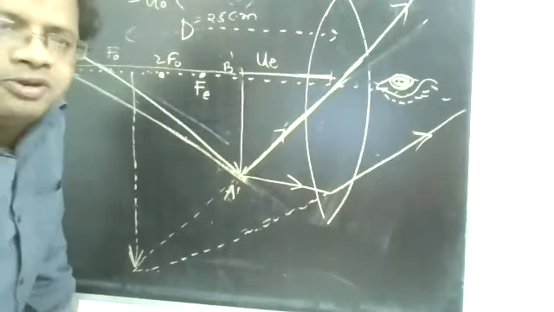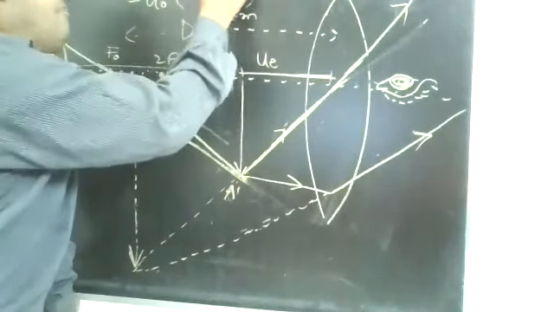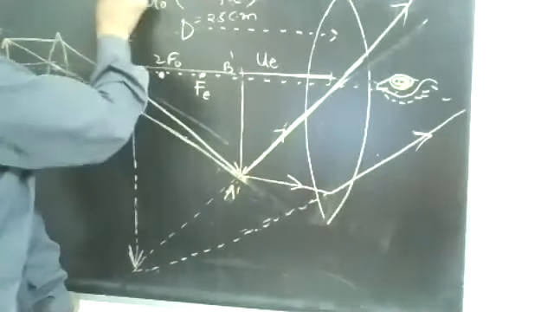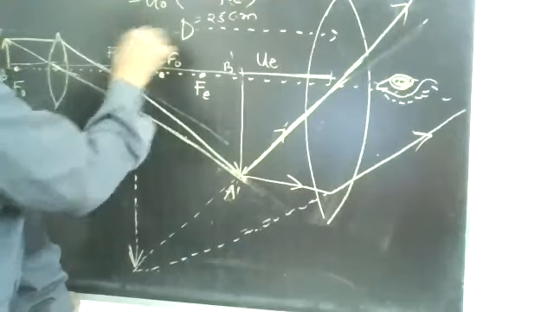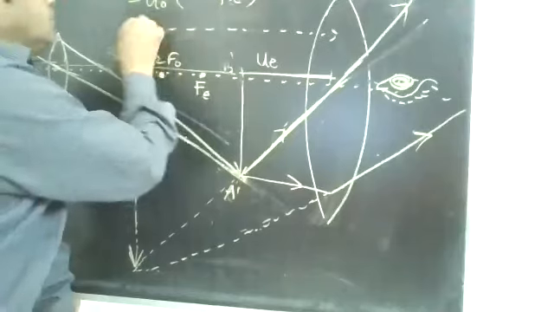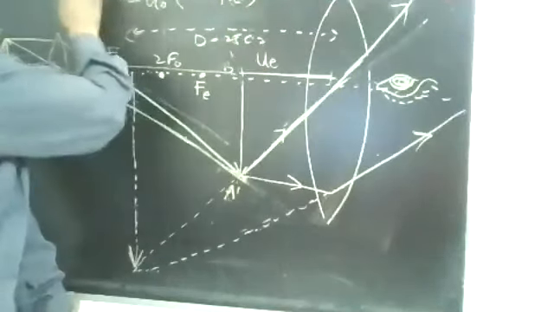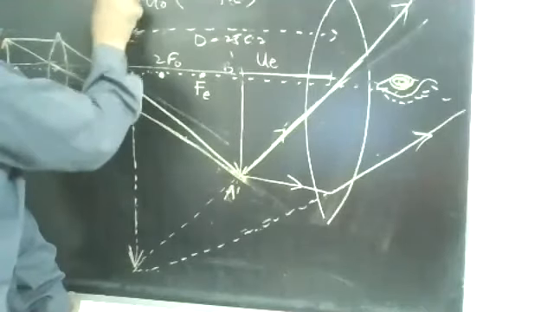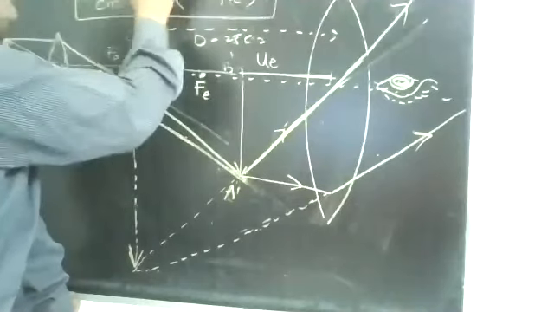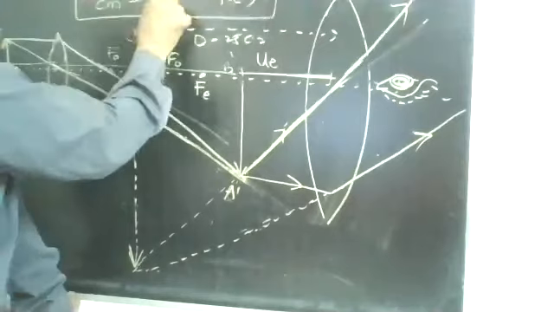magnification that is produced during the fine adjustment? 1 plus D upon FE. This is the formula for magnification produced by the compound microscope during fine adjustment. See here, beta, again for maximum magnification, image distance will be L and this will be close to F, that is FO.